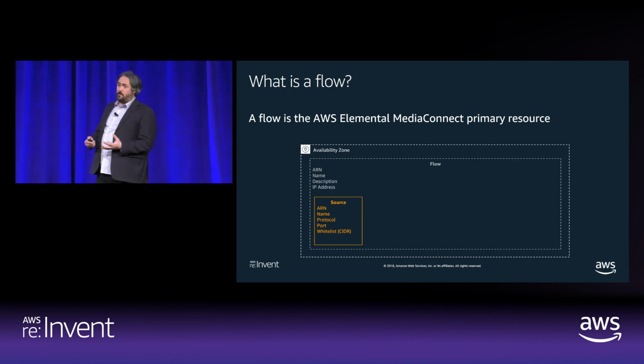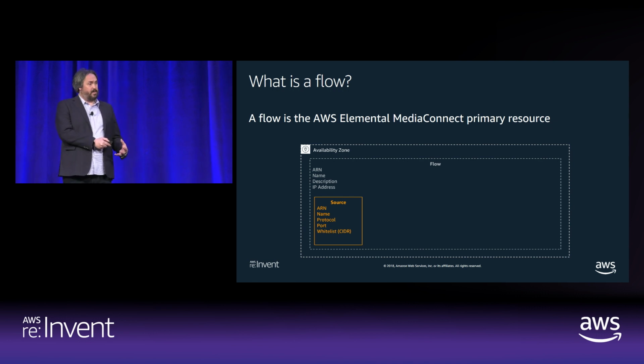So now we've got a flow. It lives in a region. It lives in an AZ within that region. And so if you're thinking about a contribution workflow, you'd probably pick a region that's close to the contribution encoder. If it's a distribution workflow, you're going to probably pick a place where you want the content to end up.